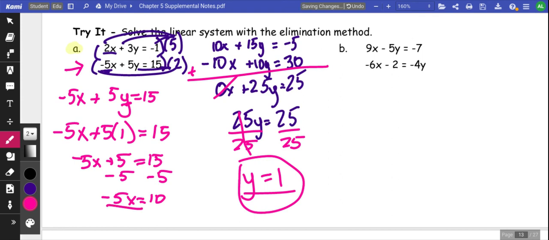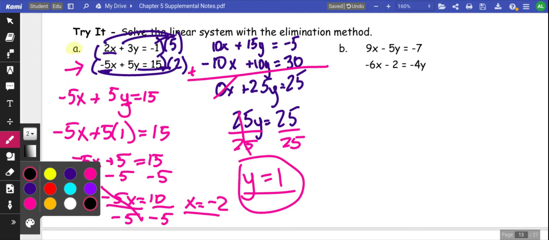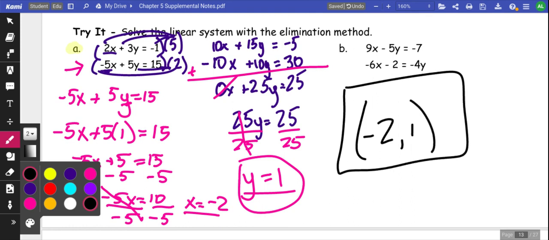I'm going to divide each side by negative 5. Okay, that cancels, so I'm left with x is equal to negative 2. Okay, y is 1 and x is negative 2. I know I need to put that in an ordered pair. So negative 2 and 1. Right? That is the point where these two lines intersect.